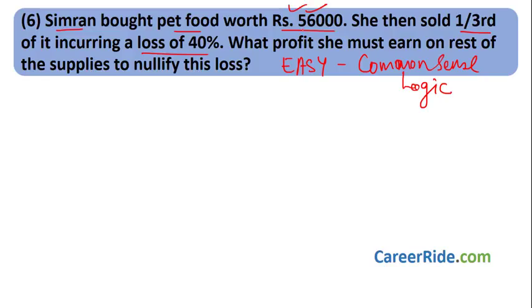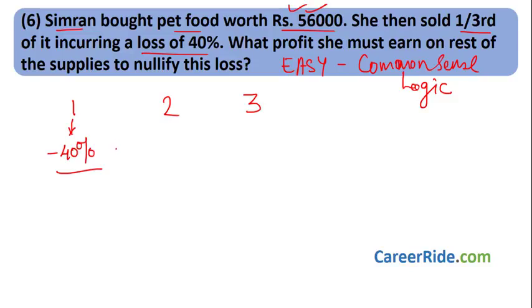So let's keep the cost aside. Simran bought the pet food and she sold 1/3 of it. That means she made 3 parts of the pet food. Out of that, she sold the first one at a loss of 40%. Is that right? Yes. Now, she should earn profit in both the remaining parts so that this loss gets nullified. That means there is no profit, no loss.